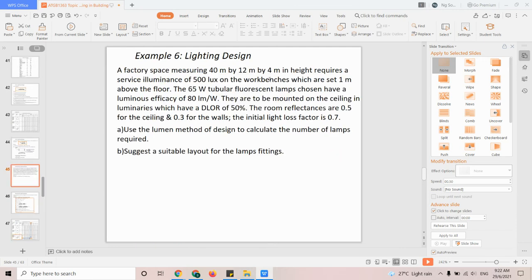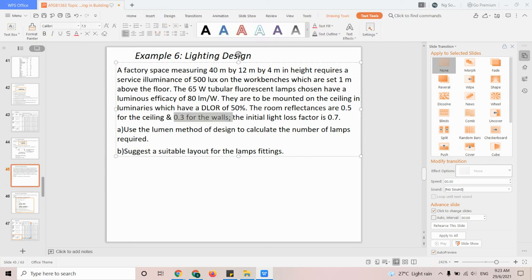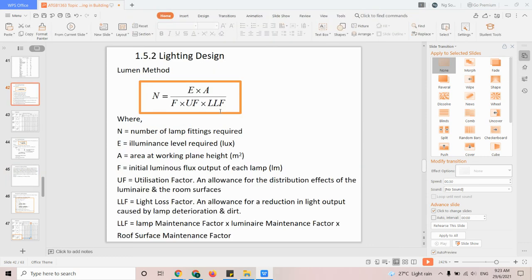Okay, so let's get on with the example. So we have example 6, which is the lighting design. This is using the lumen method. You can identify that this is using the lumen method given that they have a room reflectance of 0.5 for the ceiling and 0.3 for the wall, and they mention the initial light loss factor. This is 0.7. So based on these additional info given, you know that you have to use this lumen method to solve the problem.